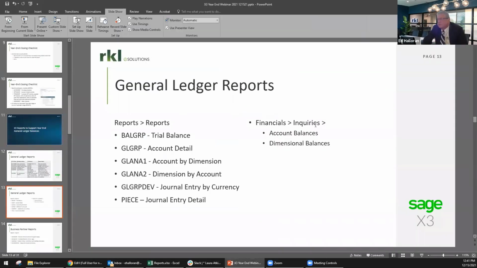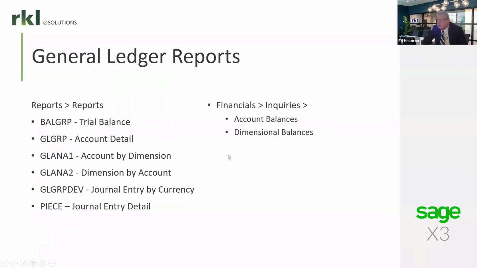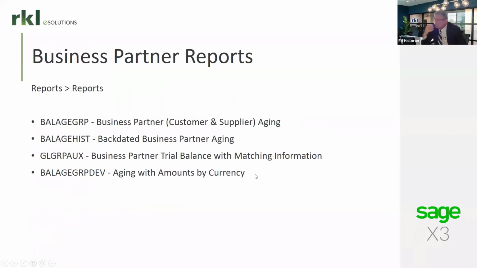General ledger reports. Next slide. All right, so we'll go up to the next. So the business partner reports, there's 4 of those that are in the system. You got your BAL age group report. So that's your business partner aging. And by business partner, I mean customer and supplier.